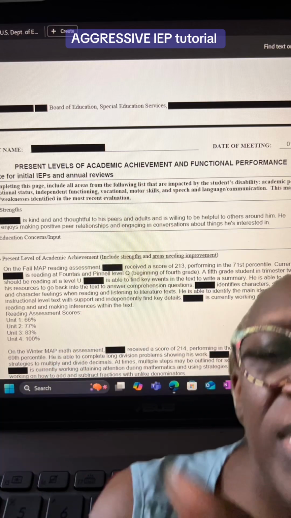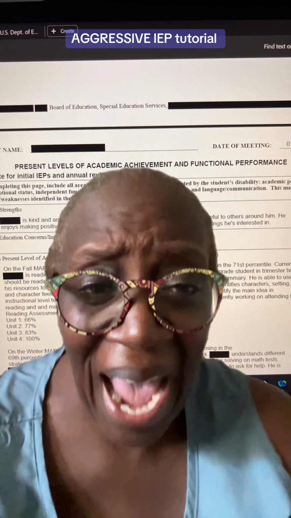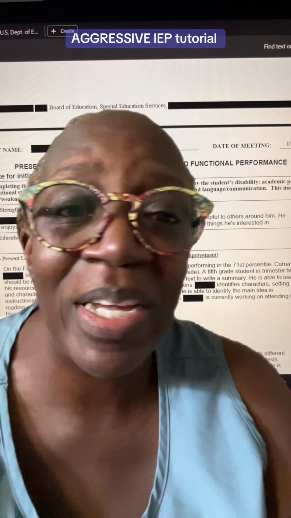You see that blank section right there, parent concerns? I hate that. Absolutely hate that. You as a parent, this is your opportunity to put anything in there that is your concerns. So this is what I like to do with my clients. I don't always do it. I don't always remember, but we get around to it.